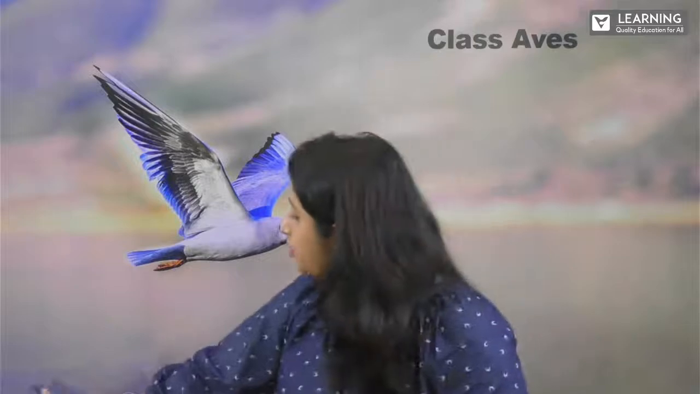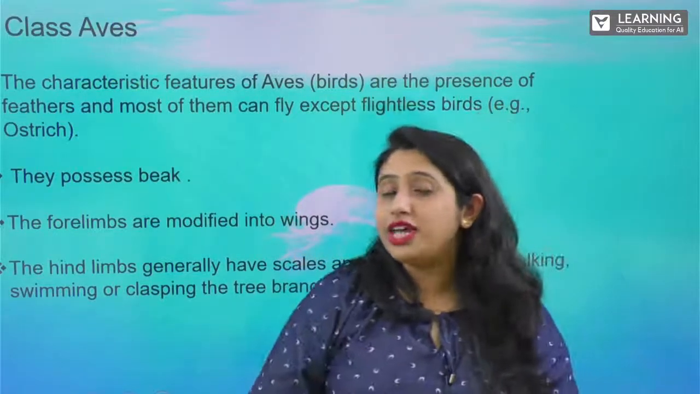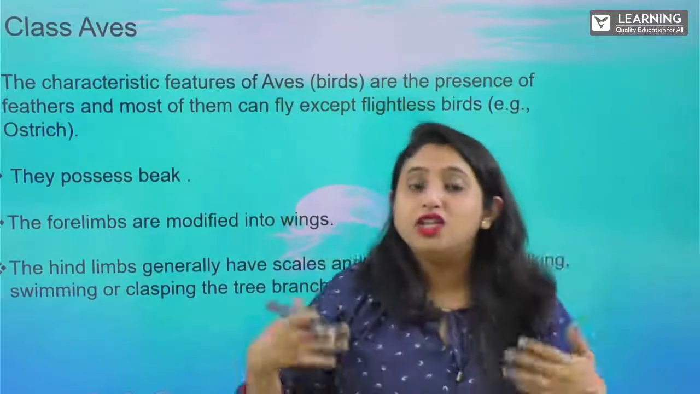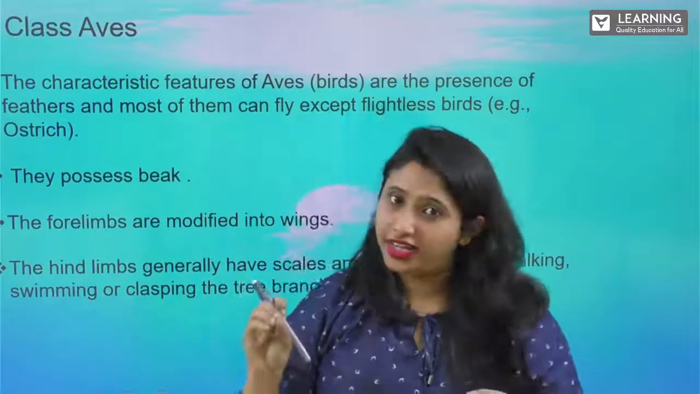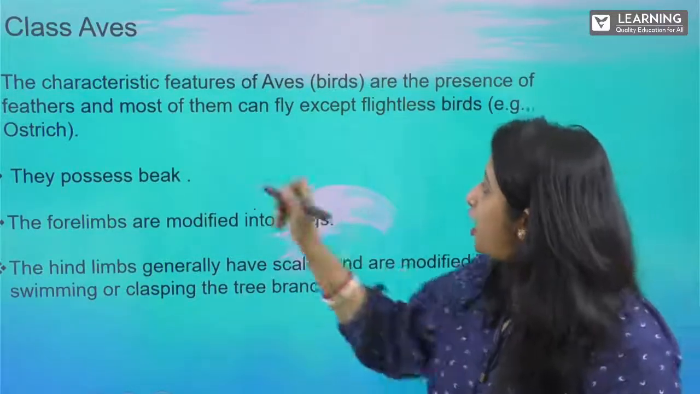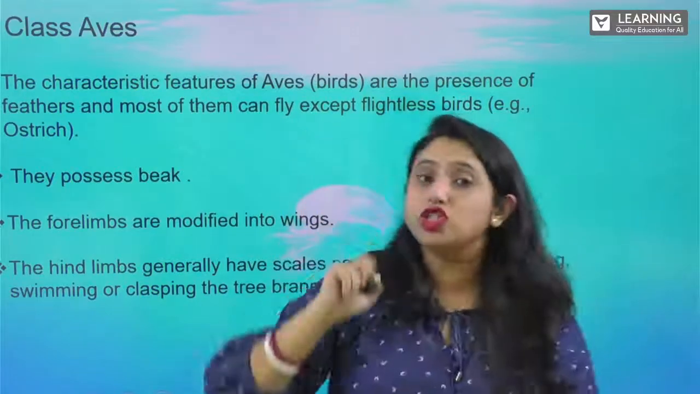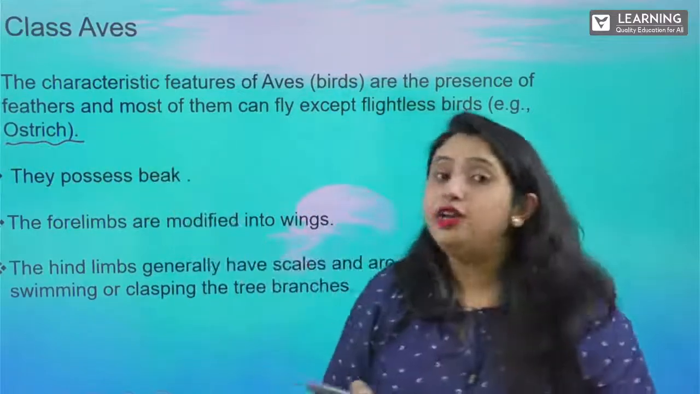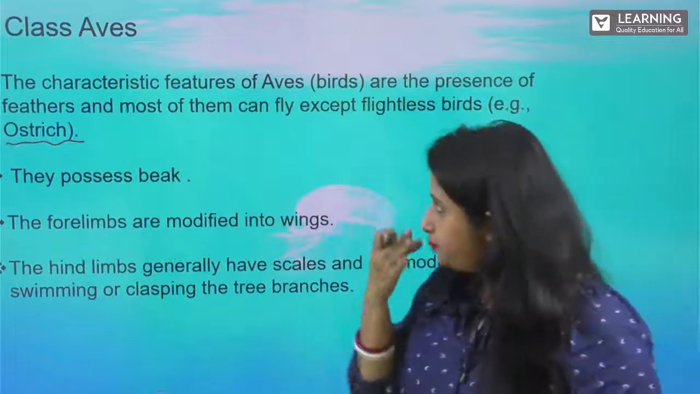So what are the characteristics of the birds? The birds have got what? You know that birds have got feathers, right? Which helps them to fly. So they can fly. Their feathers are very, very light in weight. So, as a result, they can fly. And most of them can fly except flightless birds like ostrich. So, ostrich, they cannot fly, right? And emu also. These are the birds which cannot fly.